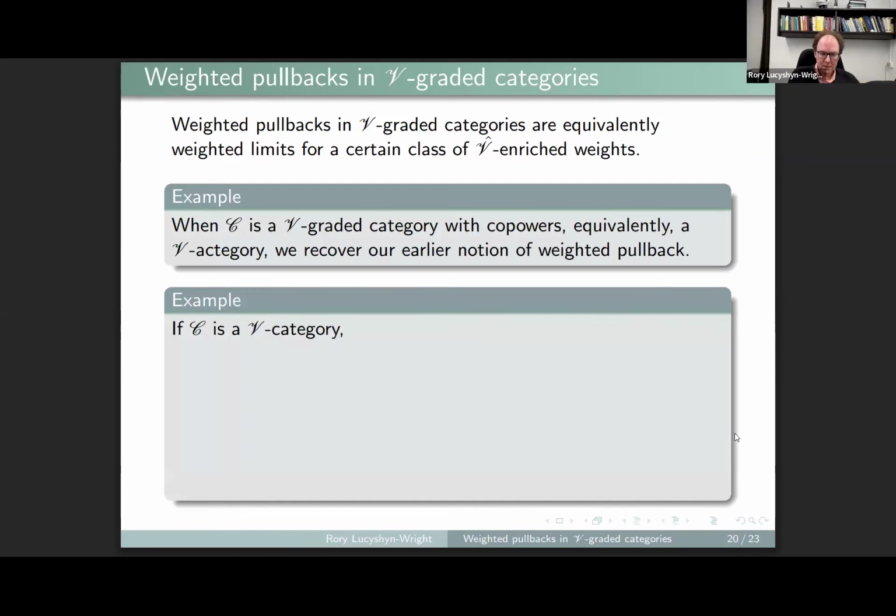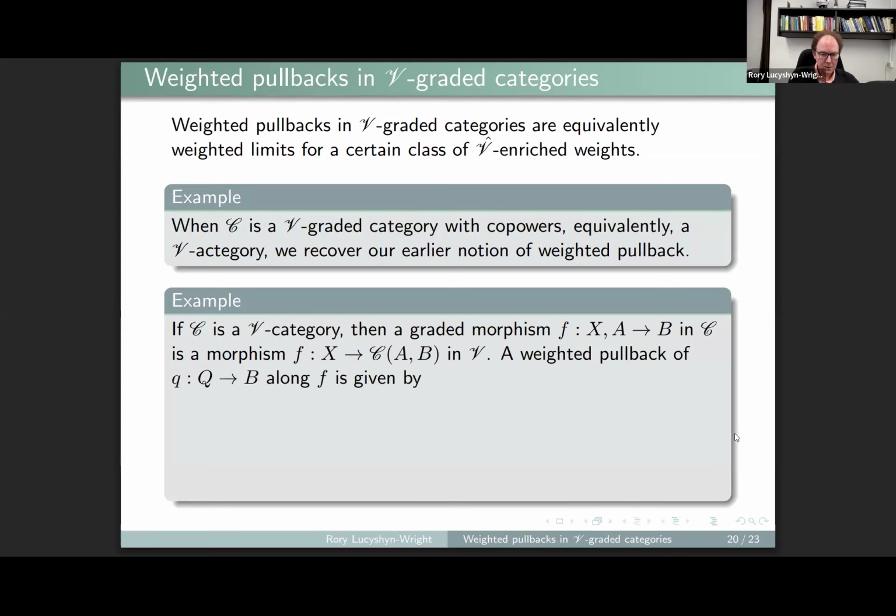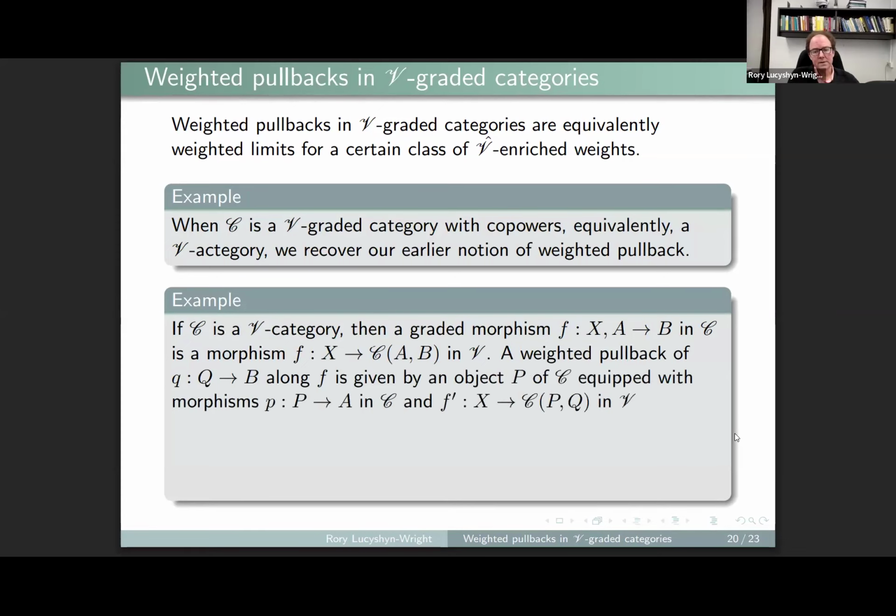But also now we can apply these concepts to V-enriched categories. For example, if C is a V-category, then a graded morphism f from x, a to b in C is a morphism, as we know, of this form, f from x to the Hom object script C(a, b) in V. And then a weighted pullback of a morphism Q down to B along F is given by an object P of C equipped with morphisms of these forms, presenting P as an object over A and C, but then a morphism F prime in V into the Hom from P to Q with a certain property. So we can spell out what's required. It's, in a sense, an enriched universal property.